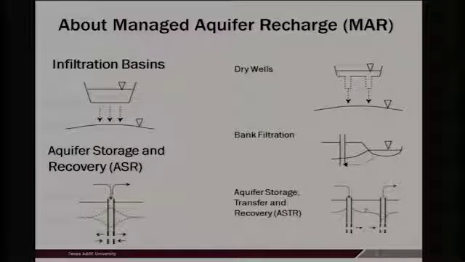Dry wells, which are similar to infiltration basins, except that they are bored into the ground and then flow passively. Bank filtration, which is the idea of allowing extra water to flow into the subsurface or into superficial aquifers. And then aquifer storage, transfer, and recovery, which I just want to mention is different from ASR in that we have storage occurring in one well and recovery occurring in a down gradient well. Versus ASR, which is traditionally classified as storage and recovery in the same well.